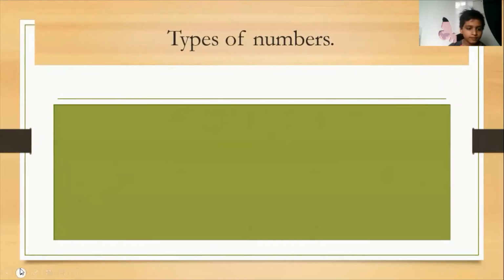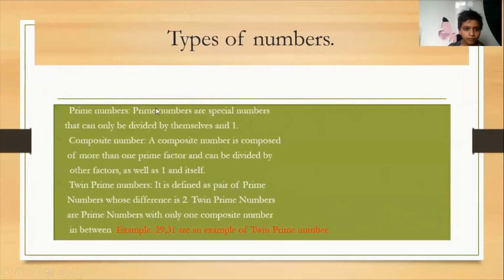Types of numbers. Prime number: prime numbers are special numbers that can only be divided by themselves and 1. Like 5. 5 ones are 5. It can be divided only by itself and 1. Composite numbers: a composite number is composed of more than one prime factor and can be divided by other factors as well as 1 and itself.